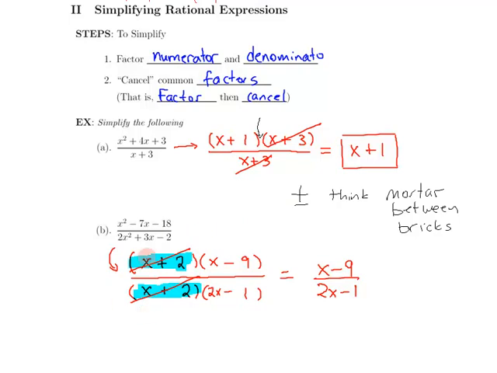Anyways, this cancels completely out. That's just 1, so it's gone. I'm left with this as my final answer. Voila! That's how we simplify rational expressions.